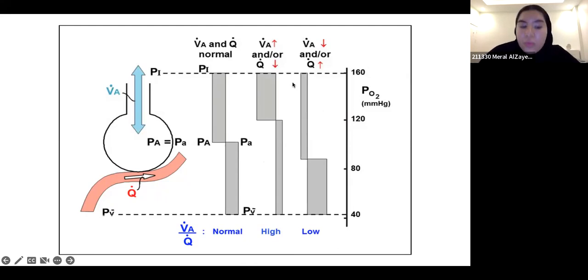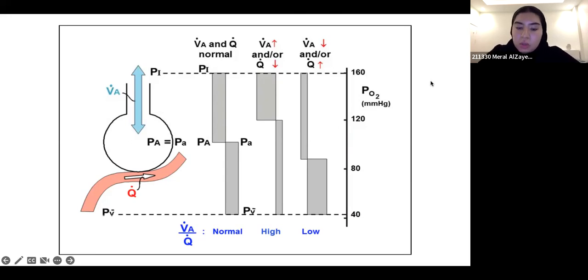So now we discussed the normal, we discussed the high VQ. Now what about the low VQ? Again, low VQ, we have a ratio less than 1, again normal math. This is due to the fact that either the ventilation, what's on the top, decreases, or the perfusion increases. Again, simple math. Do you guys know why the ratio is less than 1? Is it clear? Yeah, okay.